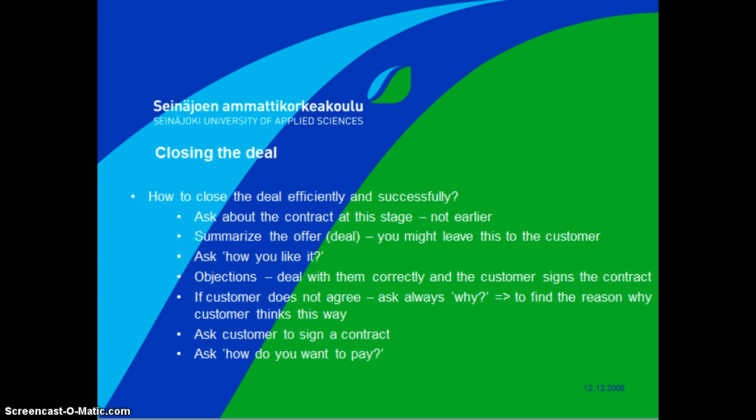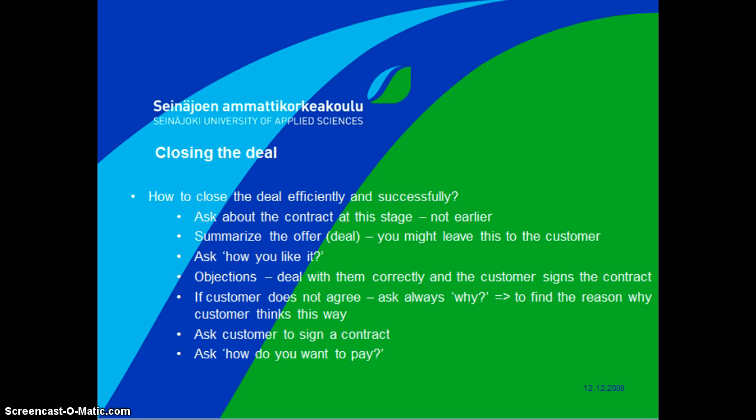There might have been earlier already, for example, at the needs assessment stage, certain discussion about a contract, buying interest. But the actual question about sealing the deal comes at this stage.